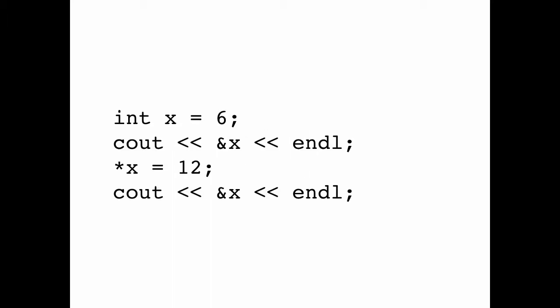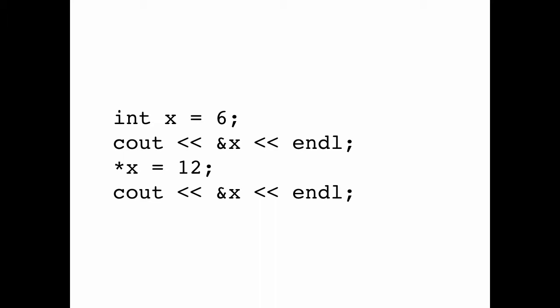Okay, so here's an example. We said x equals 6 before. We cout the address of x, and what is this going to be? What hexadecimal number? We don't know, but it's going to be some hexadecimal number. It's going to vary every time. If we do star x, what does this mean? Go to the address, and when you get there, change it to 12.